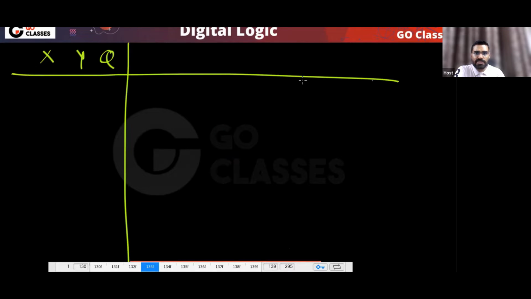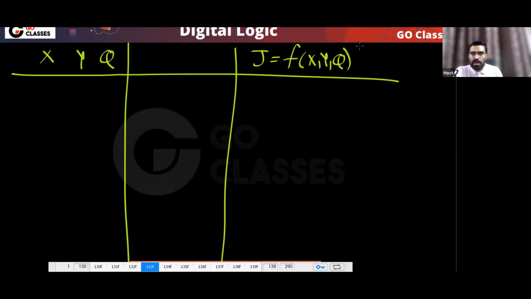Okay, so we have to write the J and K as a function of X, Y, Q. This J we have to write as a function of X, Y, Q, and this K we also have to write as a function of X, Y, Q.